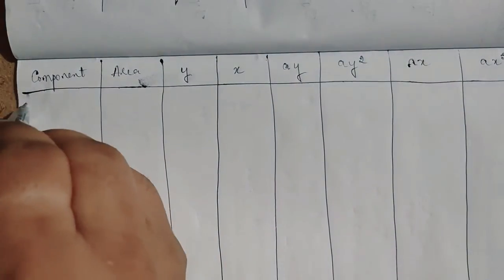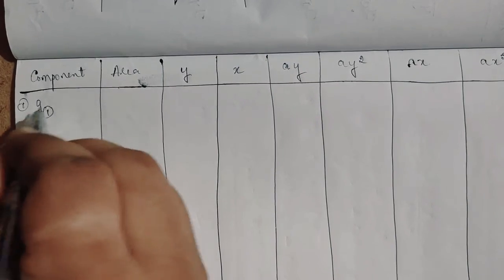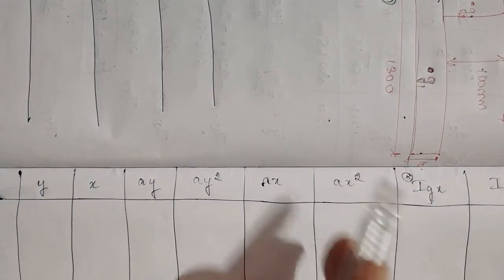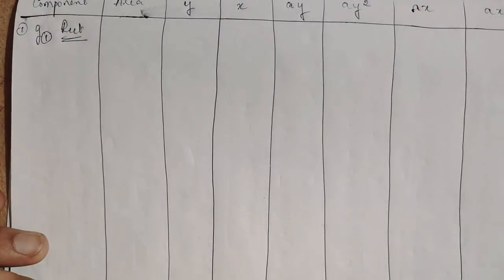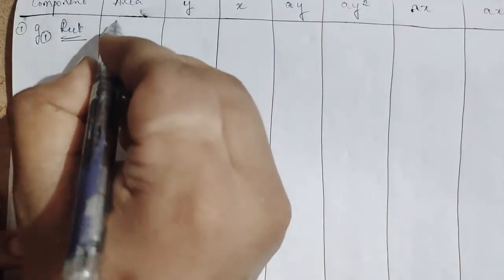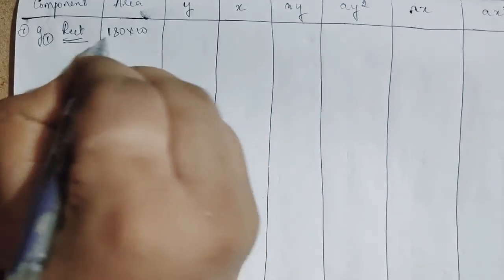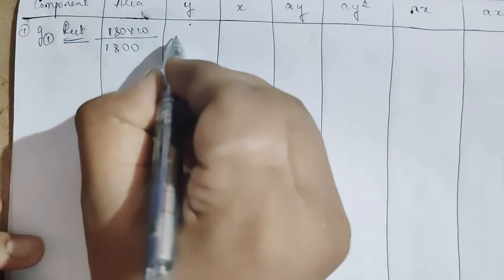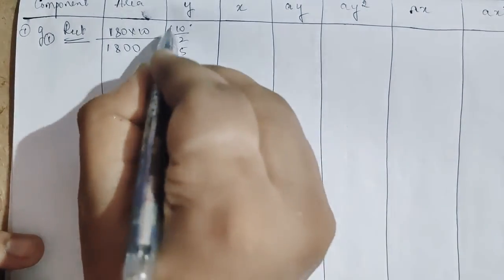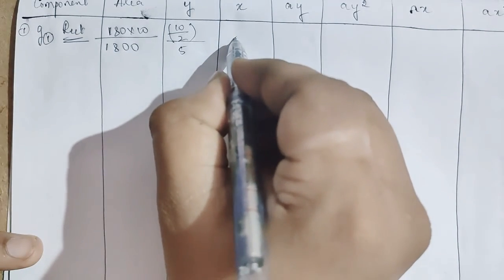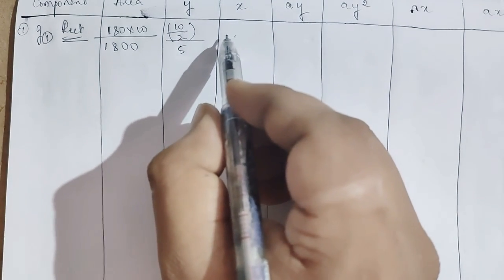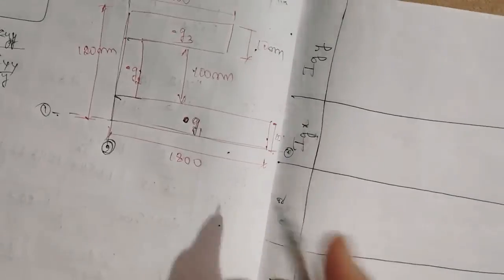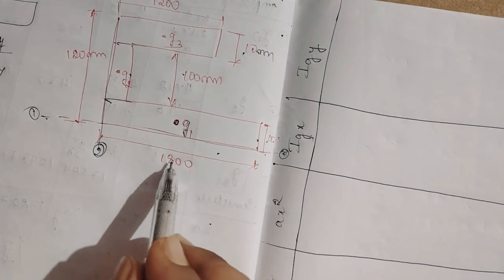So first I'll take G1, and it is a rectangle. So area is 180 into 10, so 1800. The value of y will be 10 by 2, so it will be 5. The value of x, okay, after the value of y, the value of x will be, see here, this is 10 by 2. What is the value of x? 1800 by 2.